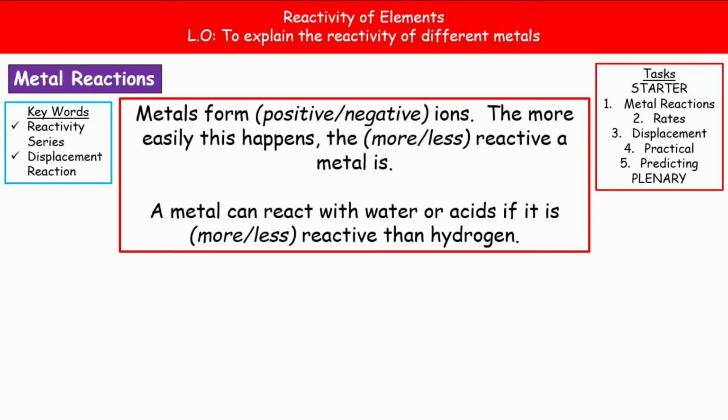What I've got for you here then are 3 sentences, and you'll notice that there's pairs of words in brackets. What I'd like you to do is have a go at writing those 3 sentences, selecting the correct word for each pair in brackets. So you won't write both positive and negative, you'll decide if metal ions form positive or negative ions and write just the correct word in. So I'll give you about 3 minutes to do that.